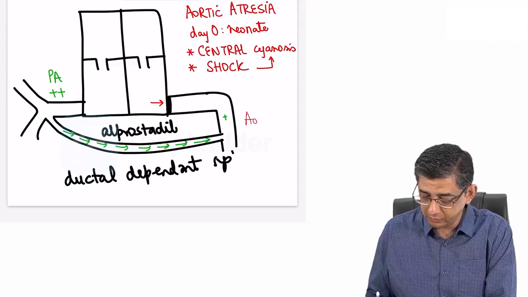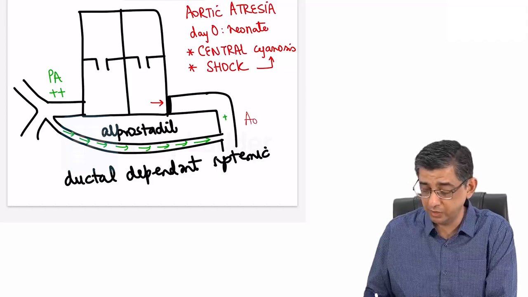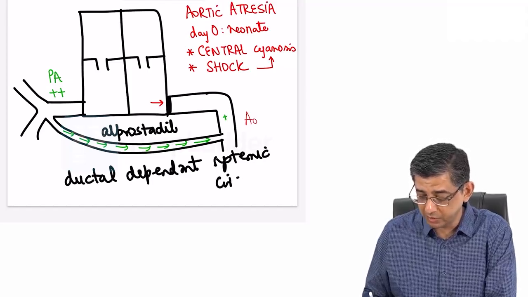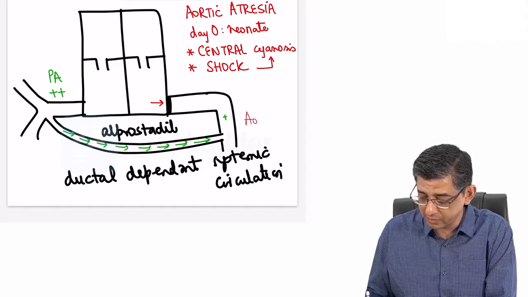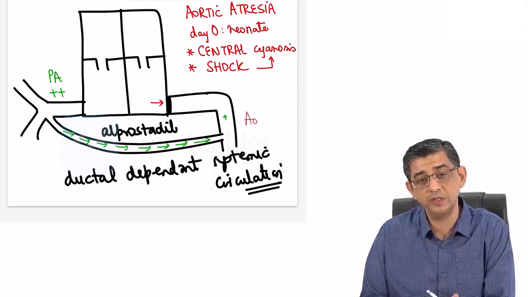If you are listening to me carefully, in the earlier part of the discussion, TOF, tricuspid atresia, I was saying the words ductal dependent pulmonary circulation, but now I'm saying ductal dependent systemic circulation, and the first example of that would be the presence of aortic atresia.